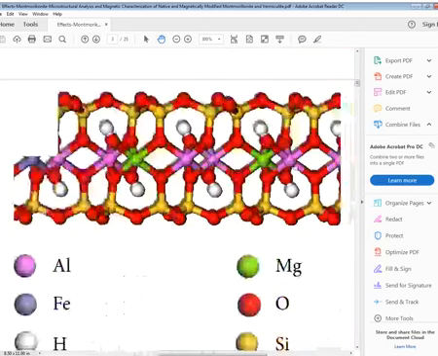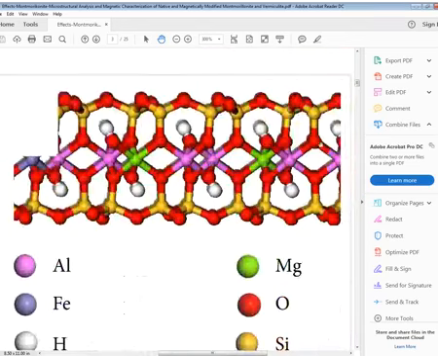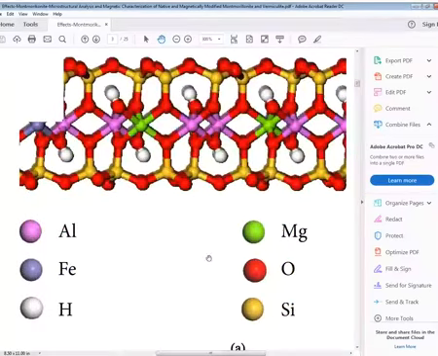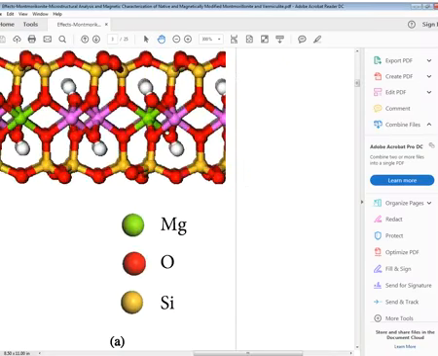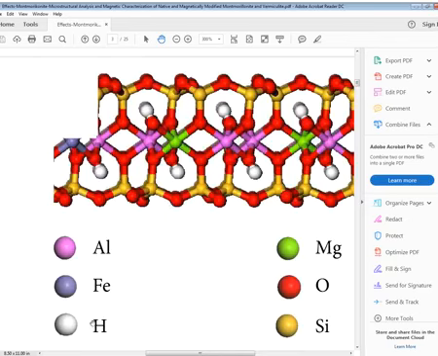This is your upper one. You can see the colors very clearly now. This pink color here is aluminum, and this is the other one. This here is Fe, iron, and the iron is here like this, and the other side is also the same. H is this H unit here, and this is magnesium here in green, and then yellow is silica here.